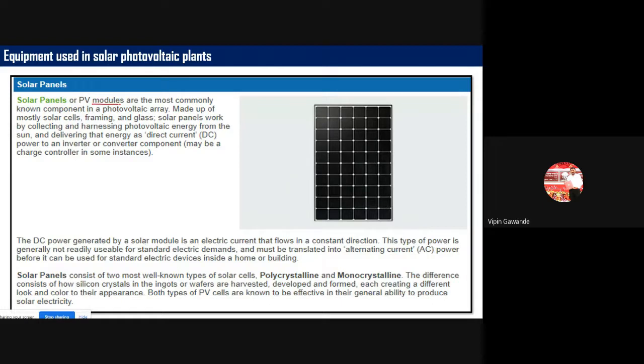Solar panels are the most commonly known components in the photovoltaic array. These are made up of solar cells, framing, and glass. Solar panels work by collecting and harnessing the photovoltaic energy from the sun and delivering that energy as direct current. Okay, so the energy which is generated from the solar panel is DC energy. It is a DC current.